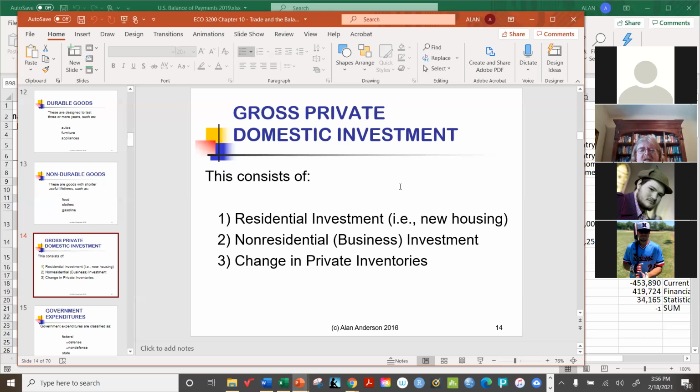All three of these, as you can see, are going to be heavily determined by the level of interest rates in the economy, because higher rates make it more expensive to invest in any of these three categories. So rates will have a direct impact on these three items.